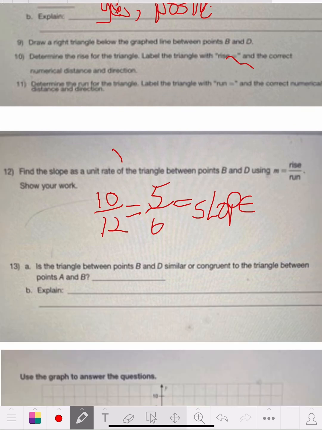Now they want to know, is it congruent? Yes, I already know because the thing's 5 over 6. It's the same. It's not congruent. It's similar, because it's the same shape. It's just different. It's not identical. So it's similar.